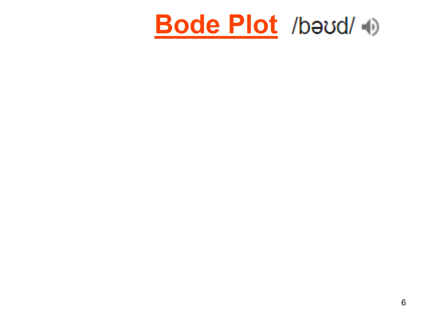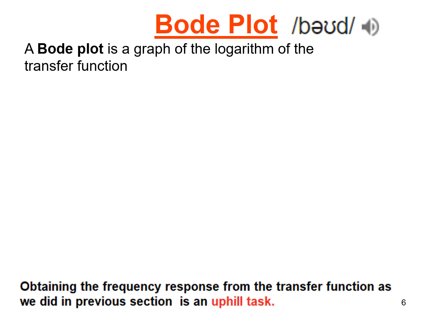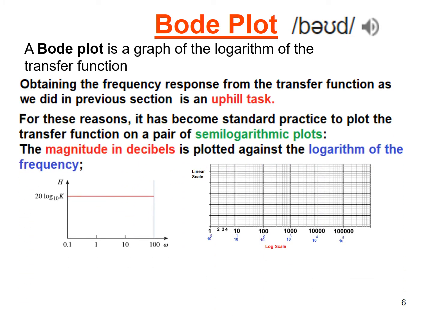So let's learn about Bode plot. A Bode plot is a graph of the logarithm of the transfer function. And we saw in the previous video that obtaining a frequency response mathematically is not an easy task. Because of this, it has become standard practice to plot the transfer function on a pair of semi-logarithmic plots. A semi-log graph has one of the axes, the horizontal axis, in logarithmic scale, whereas the vertical axis is in linear scale. So we'll use this for plotting the Bode plot.